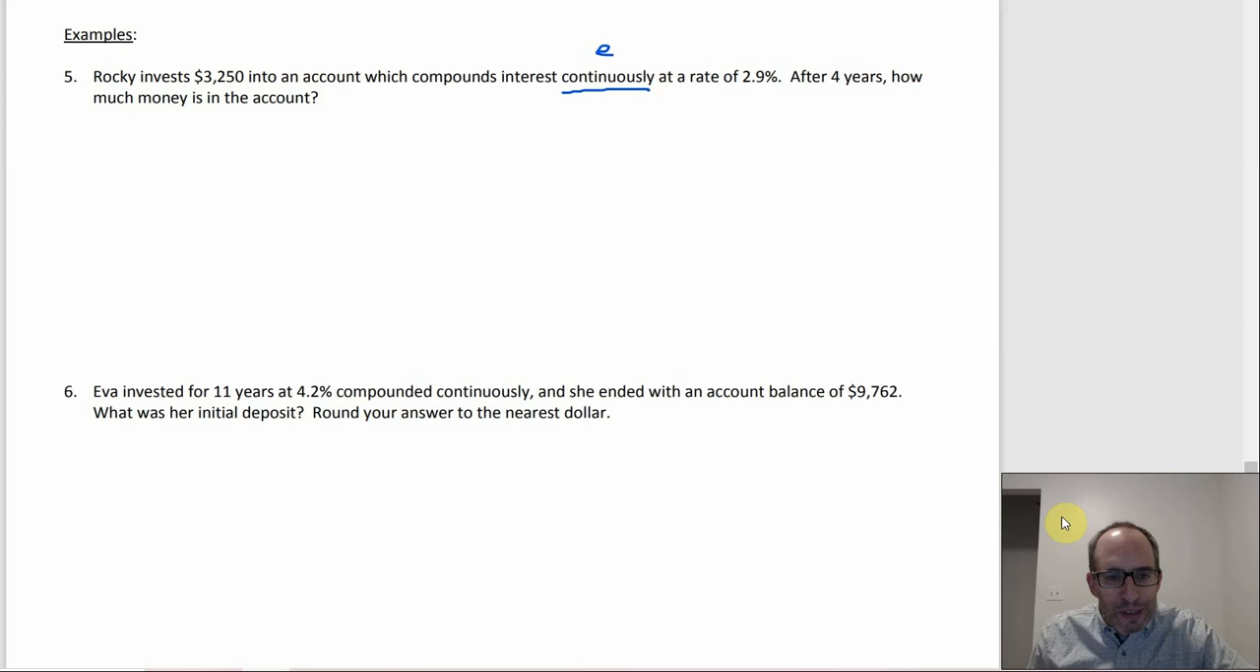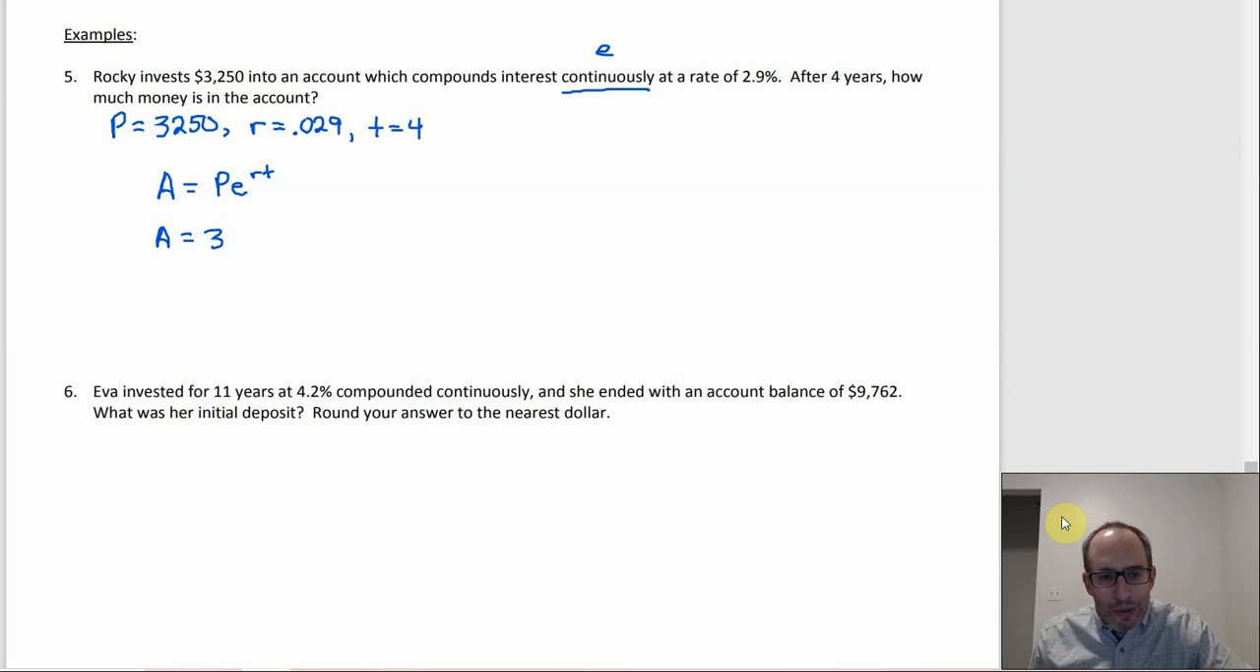Well, let's see. The principal is the $3250. Then r is 0.029, and it's 4 years of elapsed time. And we should be able to do it from there, right? Because A is P times e to the rt. So if we sub in, we've got 3250 times e raised to the power of 0.029 times 4, which should be 0.116. Yeah, because 29 times 4 is 116.